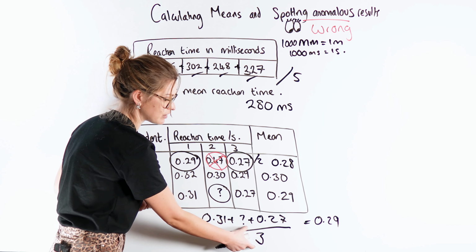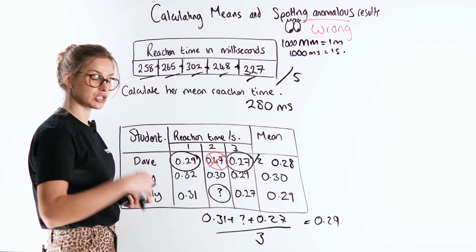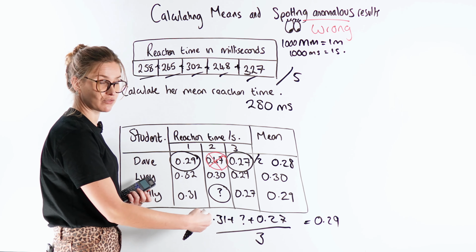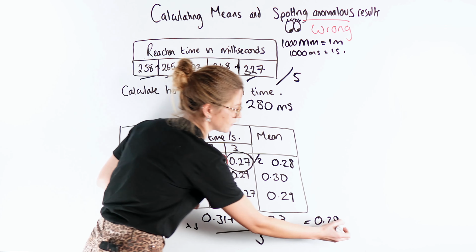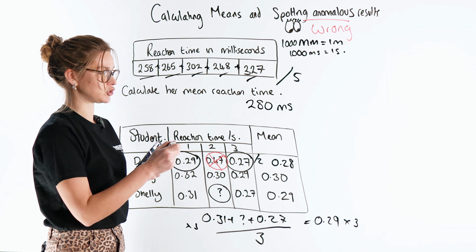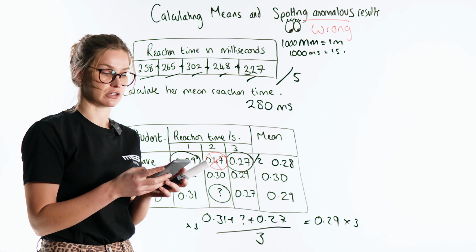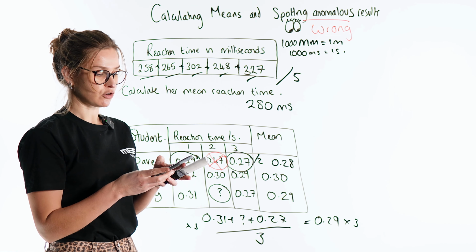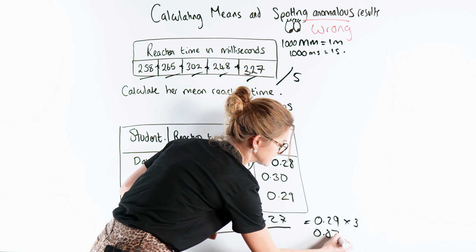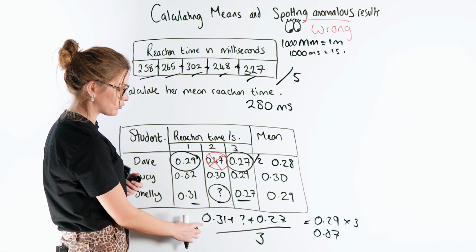So the first thing I want to do is get rid of this divide by 3. We do the reverse. The opposite of dividing by 3 is multiplying by 3, and what we do to one side, we do to the other. So the first step is 0.29 multiplied by 3. We're reversing our steps. 0.29 multiplied by 3 gives me 0.87. So we know when we add these numbers together, we're going to get 0.87. So what I know now is 0.31 plus something plus 0.27 gives me 0.87.